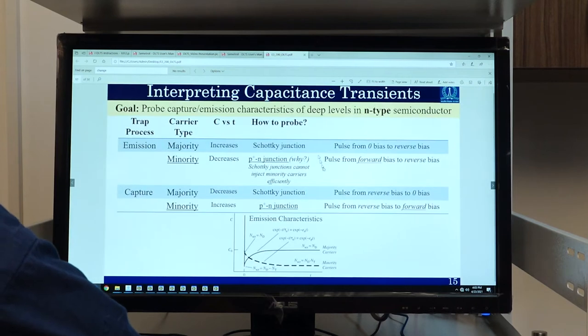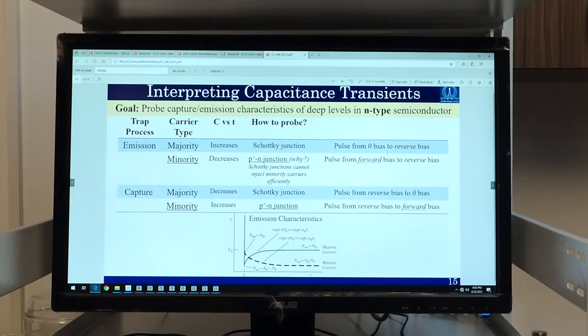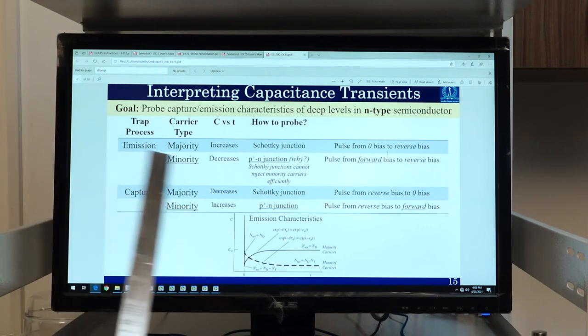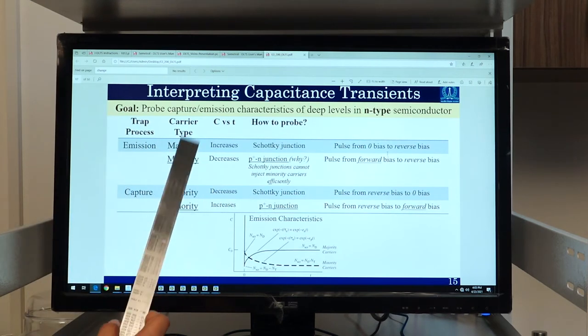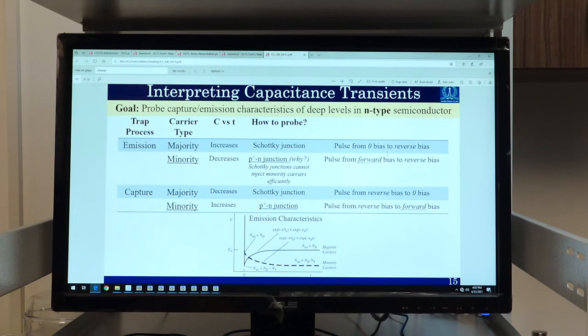I was also mentioning the device structures being used. We are using Schottky junctions. One can also use MOSCAPs or PN junctions. Schottky junctions can efficiently inject majority carriers, and therefore they are used to study majority traps. PN junctions, whereas, can efficiently inject minority carriers when forward biased. Therefore, PN junctions can be used to study minority traps in a semiconductor sample, which cannot be studied by Schottky junctions.